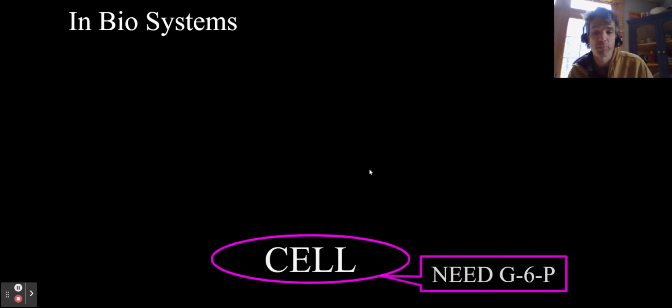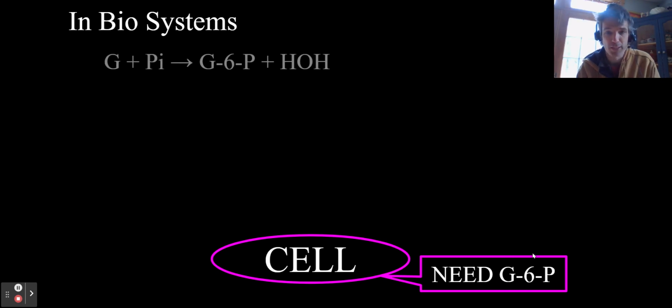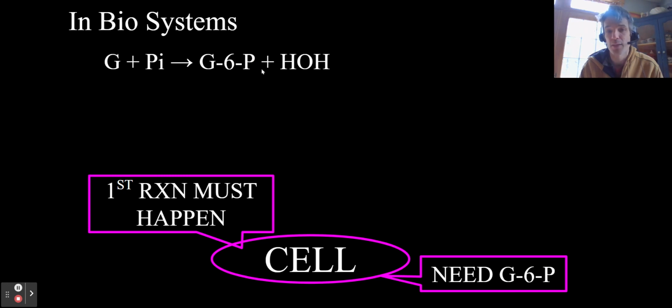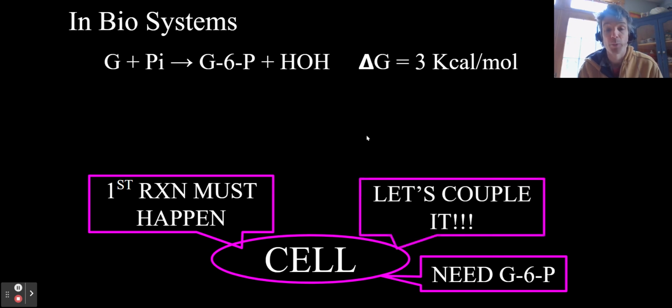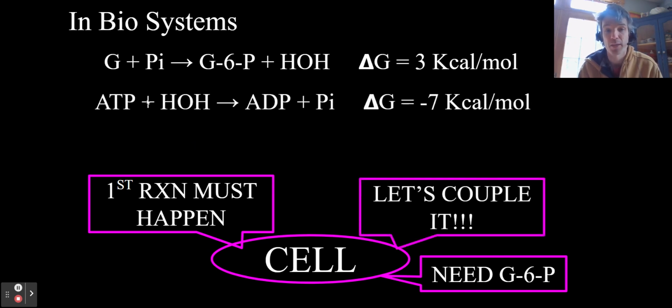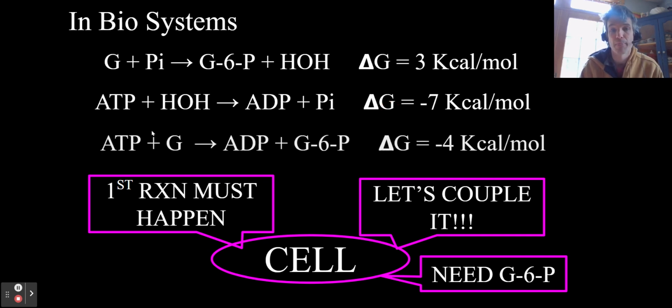So our cells need this complicated molecule, G6P, and this process has to happen because we need this sugar molecule for the cell to function, but it's energy rich. And so we're going to couple it with a different reaction. We're going to couple it with the hydrolysis of ATP, which releases energy. When I couple it, my intermediates cancel, my water cancels, my phosphates cancel out, and I'm left with this overall reaction, which is thermodynamically favorable.